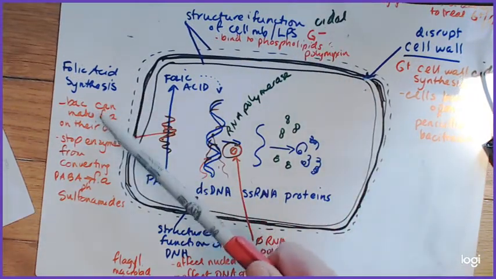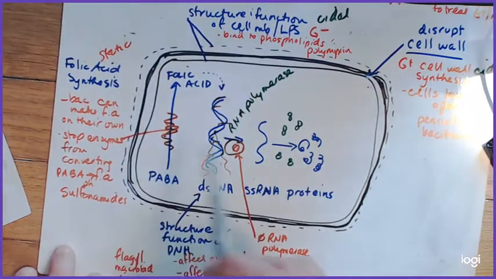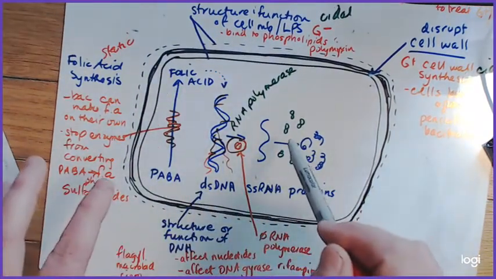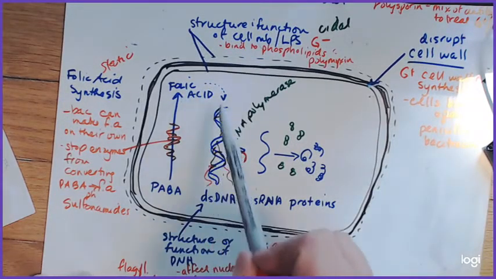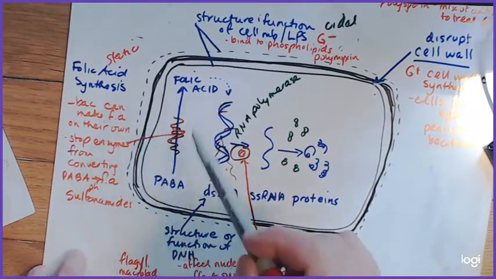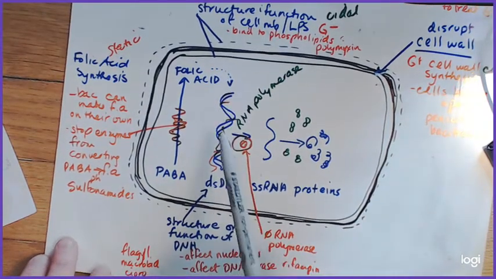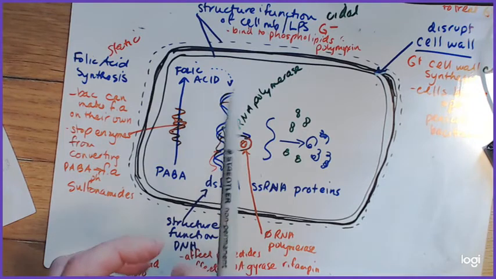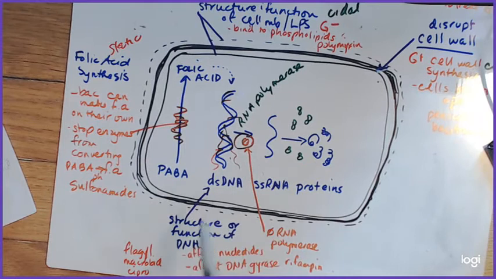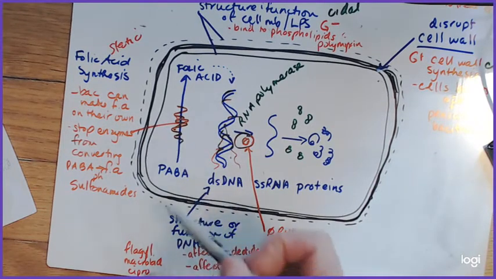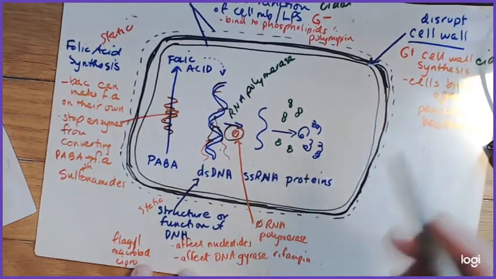We can also disrupt folic acid. This is static, because the bacteria will still be alive, but it won't be able to make the folic acid anymore, and we need the folic acid to make the DNA. Or we can ruin the DNA structure. We can knock out those nucleotides, or we can cause the DNA to become unraveled so it can't properly be transcribed into RNA. This is also static, so it's alive. It just can't reproduce properly or make proper proteins.